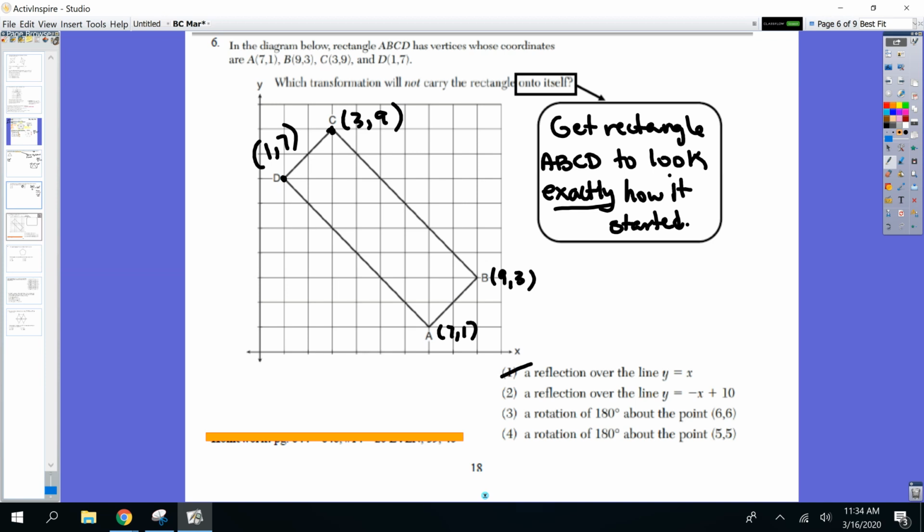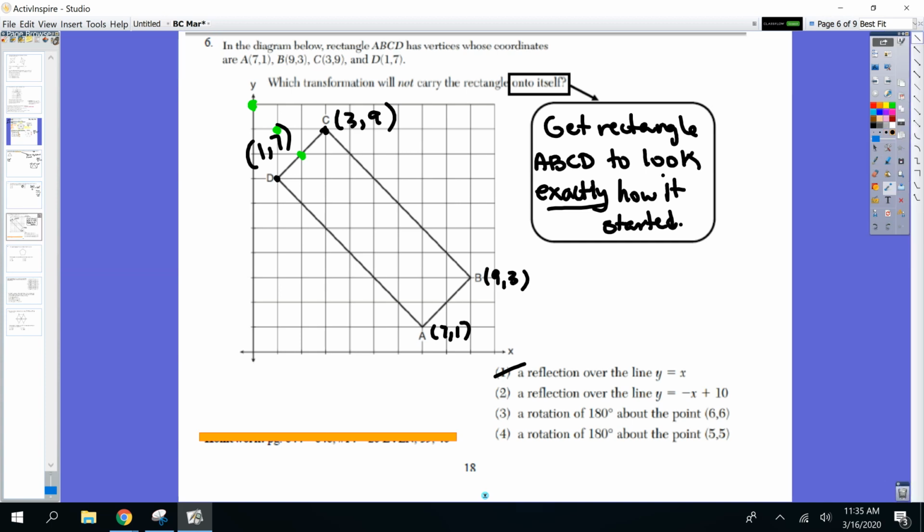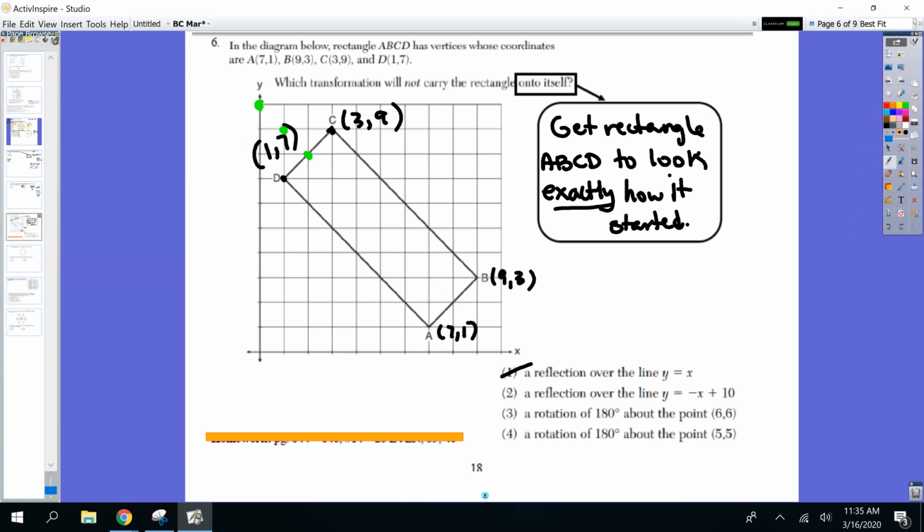All right, how about a reflection over the line y equals negative x plus 10? We got to see what that beast looks like first. So 10 is the y-intercept. And then the slope is minus 1, so we'll go down 1 over 1, down 1 over 1. All right, and if I draw this in, you will see that if I reflect A, it'll go to B. If I reflect D, it'll go to C. Both points will flip-flop, and I'll still get that same rectangle back. So that will carry it onto itself. So I'm looking for the one that does not.